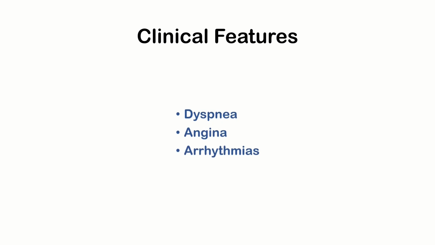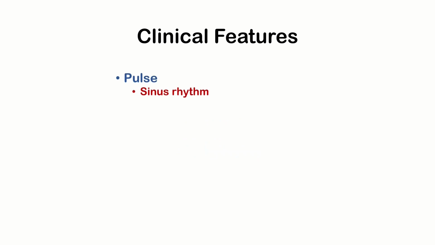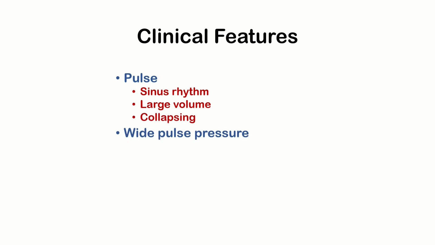Now, let's talk about the clinical features of aortic regurgitation. The clinical features are usually not present at the early stages of the disease and are commonly seen at the severe stages. Most of the patients present with dyspnea, angina, and rarely with arrhythmias. On examination, the pulse will be a normal sinus rhythm, but it will be a large volume and a collapsing pulse. The pulse pressure will be widened. Pulse pressure is the difference between systolic blood pressure and diastolic blood pressure. In aortic regurgitation, the diastolic blood pressure will be low due to the backflow of blood. Due to left ventricular dilation, the apex beat will be displaced and diffuse.